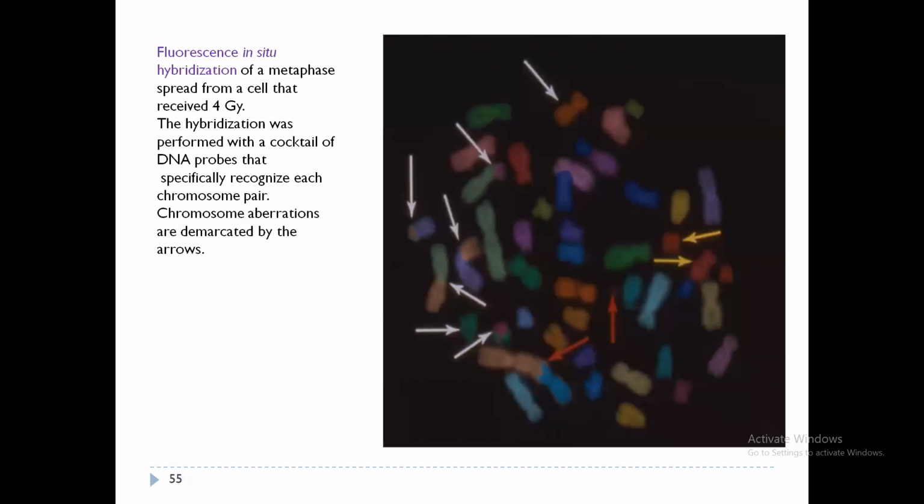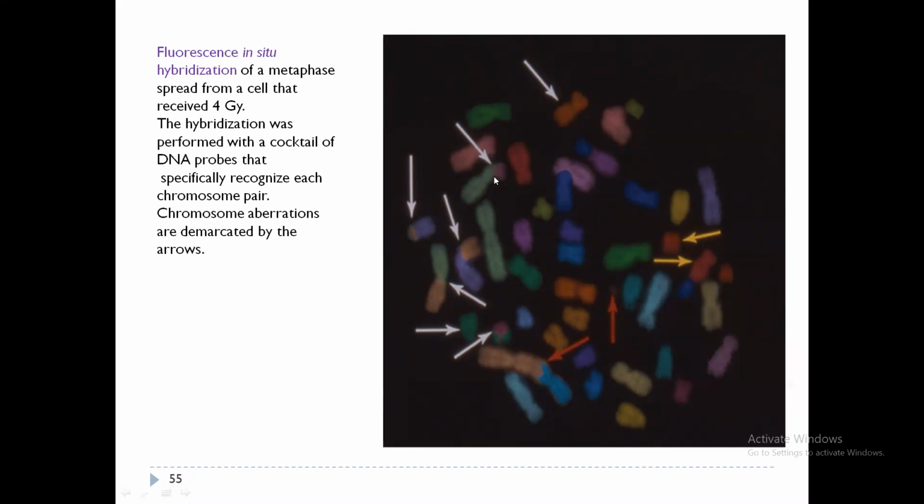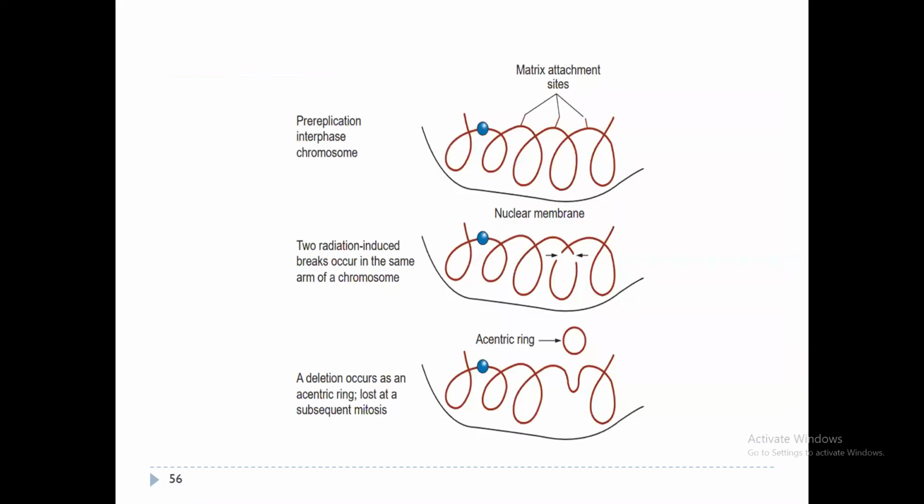This is a picture which shows fluorescence in situ hybridization, FISH, of a metaphase spread from a cell that received 4 gray. The hybridization was performed with a cocktail of DNA probes that specifically recognize each chromosome pair. So chromosome aberrations are demarcated by arrows. Here is an aberration, here an aberration, this is an aberration. And this is a picture which shows a deletion.